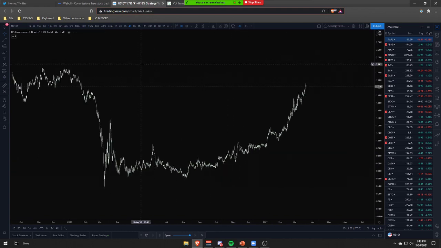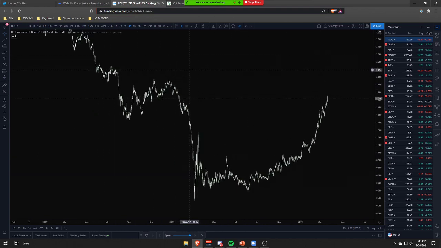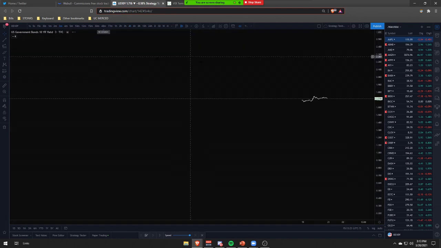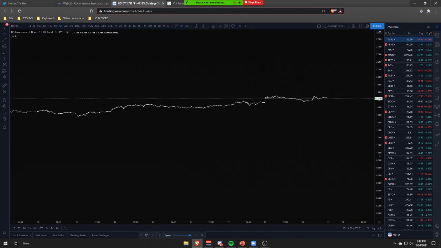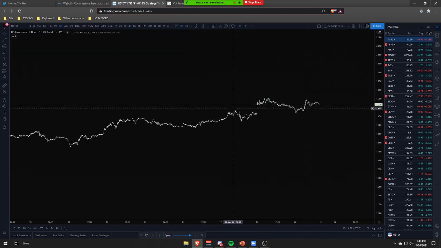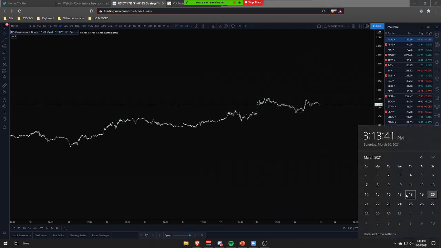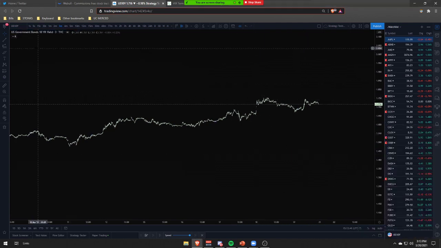That's why, when we first got news about the bonds, with the 10 years at 1.6, we saw a big red on the market, right? We saw one of the big red days. So March 17 was what? Wednesday. This thing spiked. This was in the AM. Let's look in the PM.